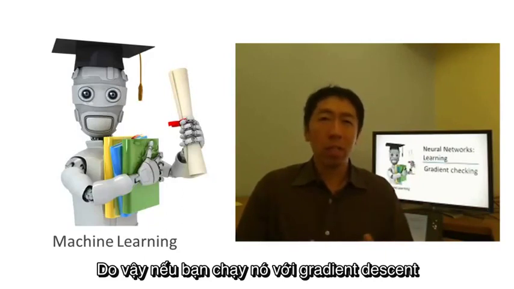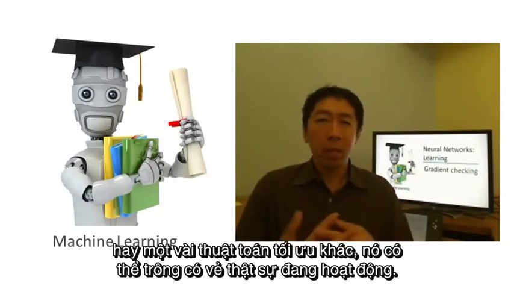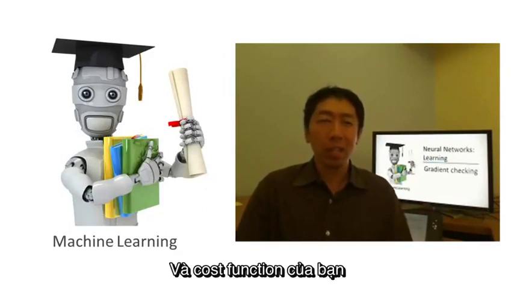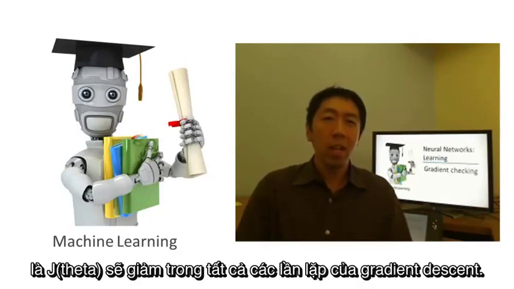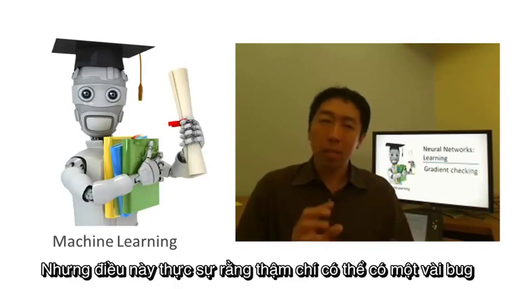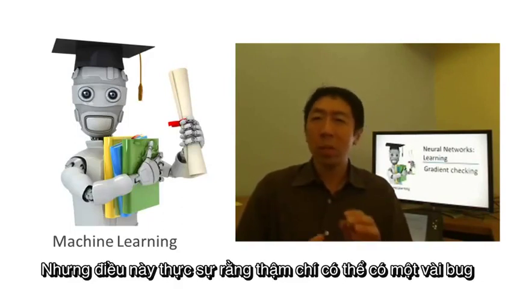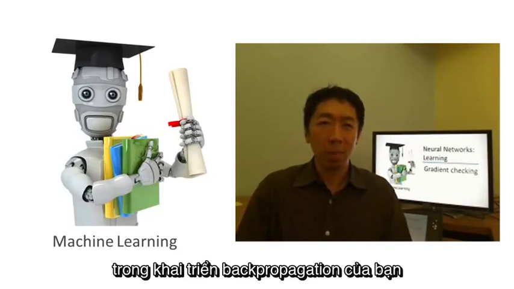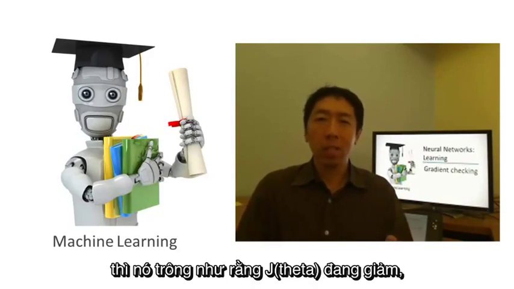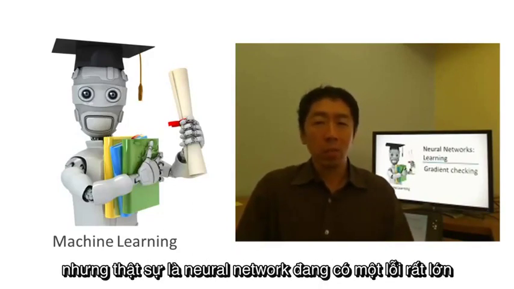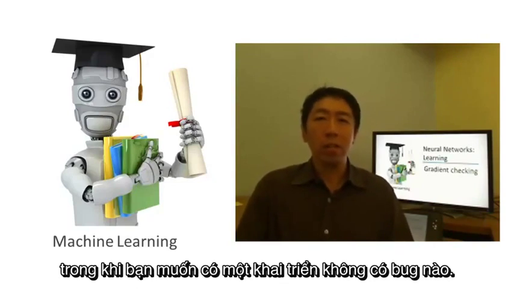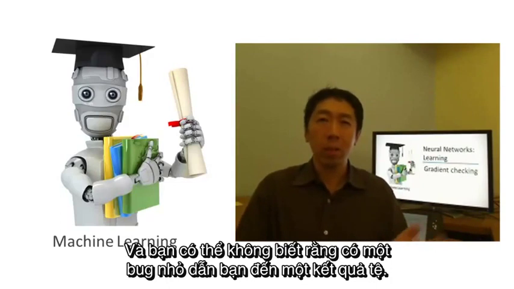run it with gradient descent or some other optimization algorithm, it could actually look like it's working, and your cost function J of theta may end up decreasing on every iteration of gradient descent, but this could hold true even though there might be some bug in your implementation of backprop. So it looks like J of theta is decreasing, but you might just wind up with a neural network that has a higher level of error than you would with a bug-free implementation, and you might just not know that there was this subtle bug that's giving you worse performance.